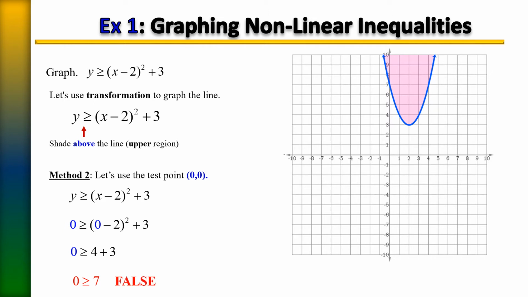That's a false statement. And since that is false, my test point where 0, 0 is, it means do not shade that region, the lower region. Instead, shade the opposite region, which is the upper boundary here. Okay? And there you have it.